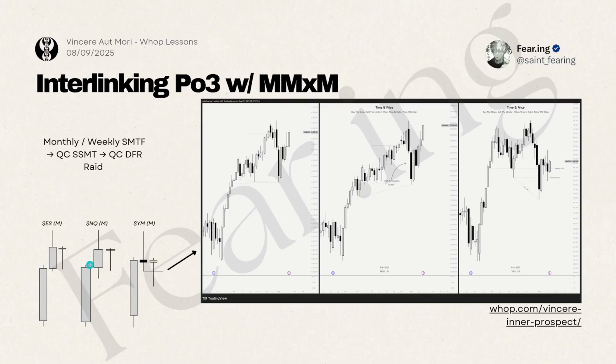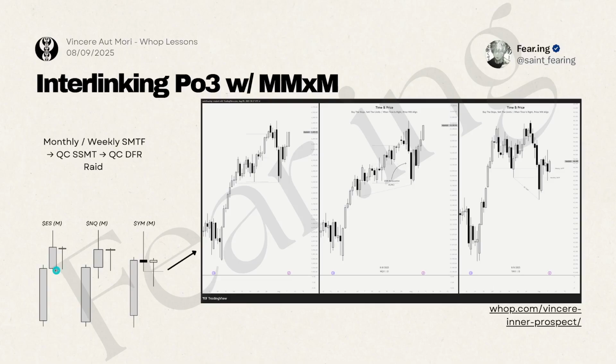Additionally, there was also a weekly SMTF. Now with YM running out this monthly BISI, or tapping into this monthly BISI, that was also running out the previous month low, while NQ and ES both failed to, giving us quarterly cycle sequential SMT.